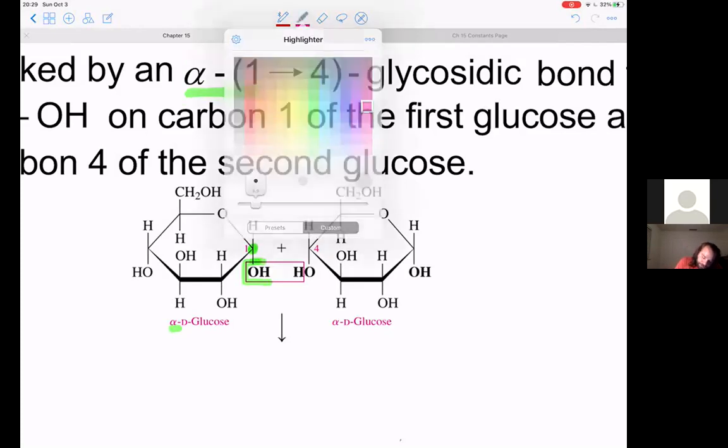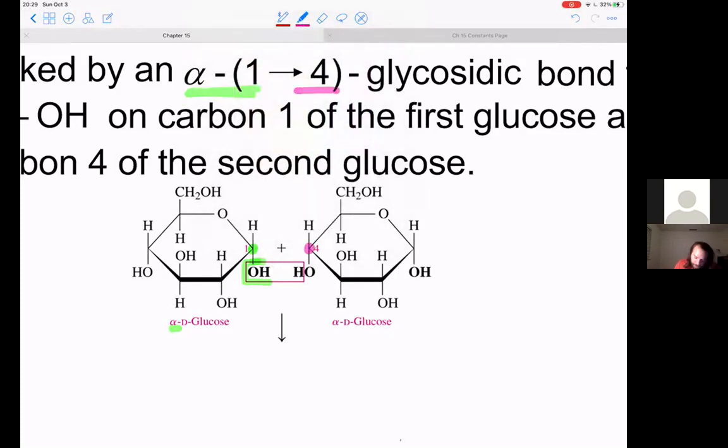The 4 comes from the fact that you're forming this glycosidic bond between the OH group on carbon 4 of the other sugar, which is in this case also glucose, right? So we have alpha glucose, and for this one, it wouldn't matter if it was alpha or beta. Okay, so this one has to be alpha. That's how we get the alpha 1,4 bond. This one could be alpha or beta. It would just depend on which isomer of maltose you got, right?